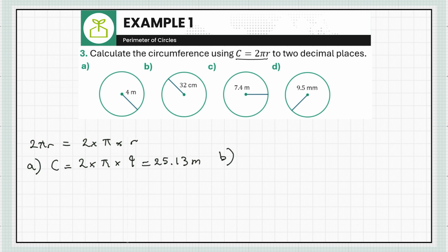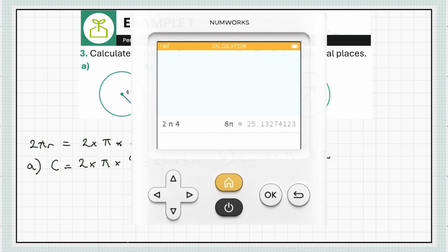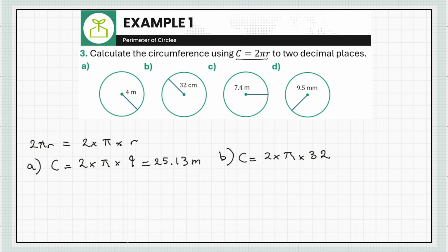Alright, let's do our next one. So for B, our circumference is going to be equal to 2 times pi times 32. Again, go back to our calculator, do 2 times pi times 32. Hit execute, and you get 201.06. And that is in the same units, so it's centimeters.